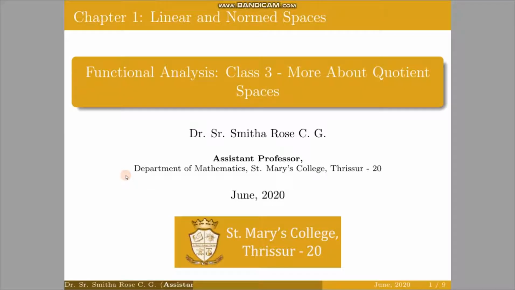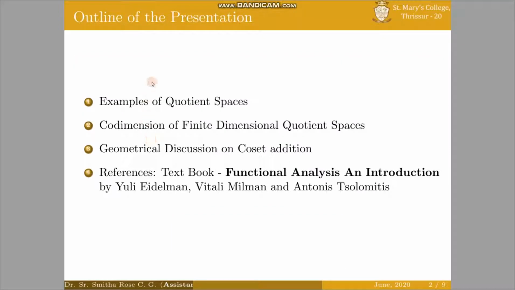Hi all, this is the third video on functional analysis. Here we discuss something more about quotient spaces. The outline goes like this. First we will discuss examples of quotient spaces, then a lemma about codimension of finite dimensional quotient spaces, then some geometrical discussion on coset addition.